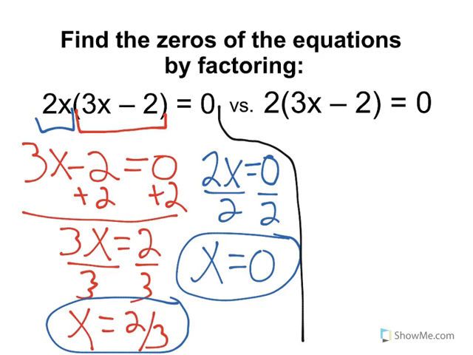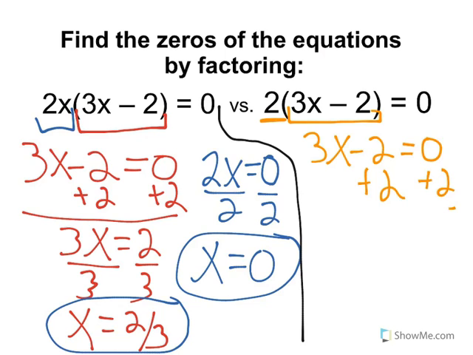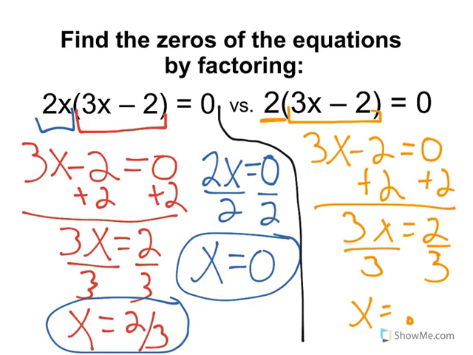Now for the second one, I only have x in one spot. I have it inside of the parentheses. I don't have it out there like I did before. So you'll only be taking 3x minus 2 and setting that equal to 0. And then solve for x. So 2/3 or 0.67. So that's the difference in those two equations that look very similar. So we're looking anywhere that we have x.